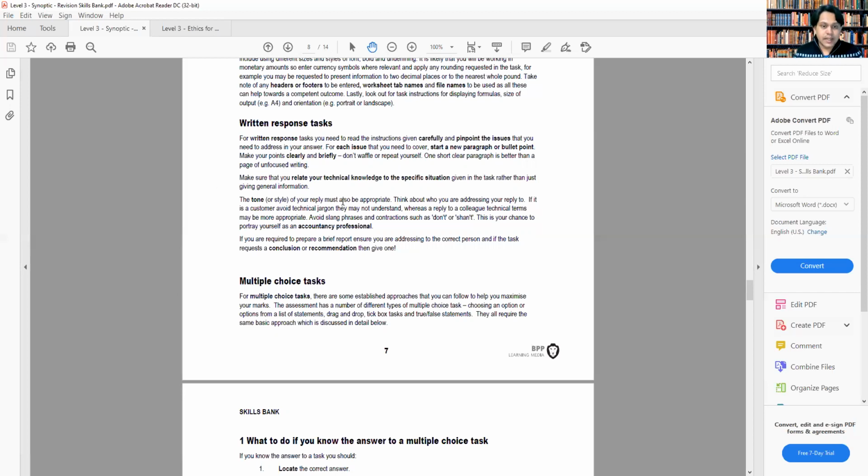Make sure that you relate your technical knowledge to the specific situation given in the task rather than just giving general information. So if the question said there is a three-partner firm ABC, and A was planning to retire, and because he is thinking to leave his money as a loan. So if they give you the scenario, don't just give the general information. Try to write their name. So A, maybe you're entitled to get this because A is planning to go for retirement. So try to bring them in your answer. So that will give you some additional marks.